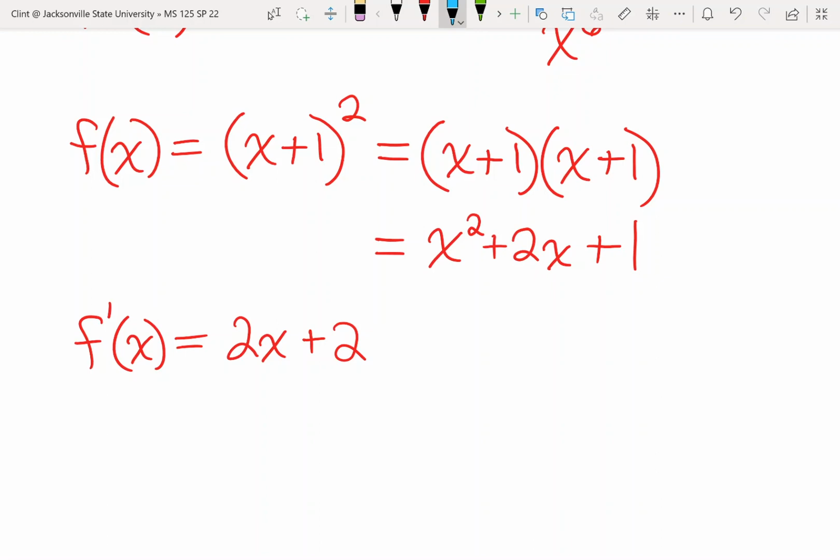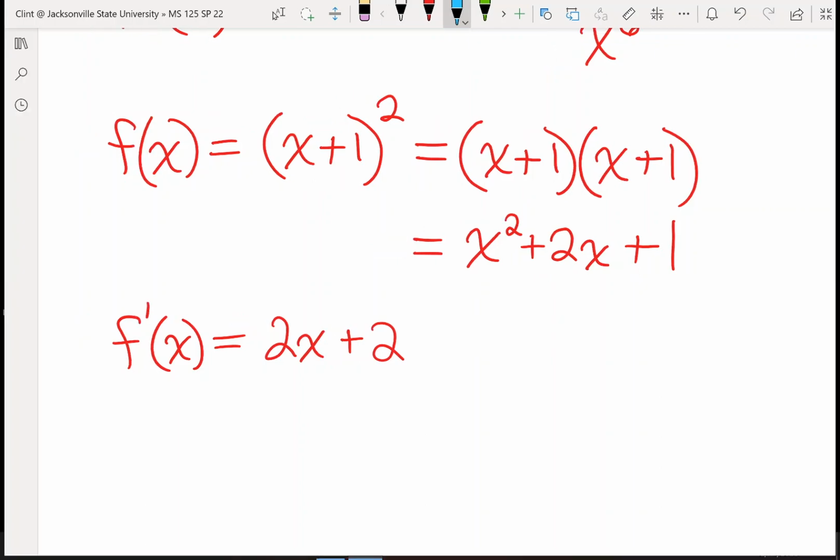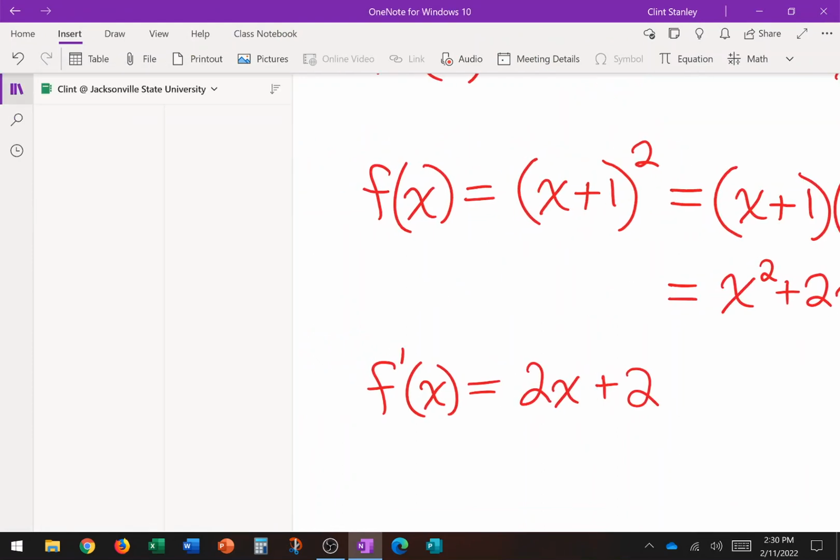So, feel free to do algebraic manipulation on whatever you're working with. The power rule still holds up, even if you have weird numbers. The sum and difference rules and the constant multiple rule all still hold up, even if the numbers are weird and ugly. You can use those. So, that's our derivative of polynomials there.